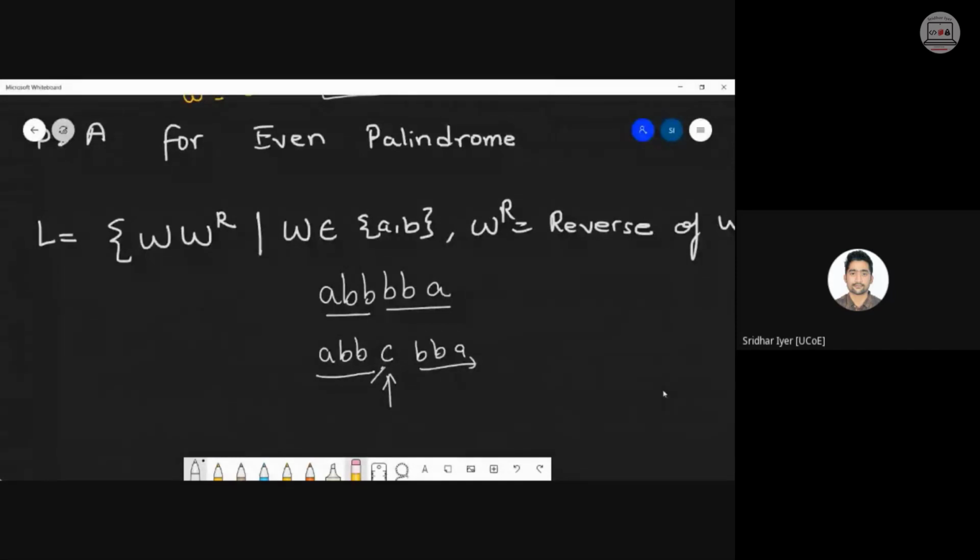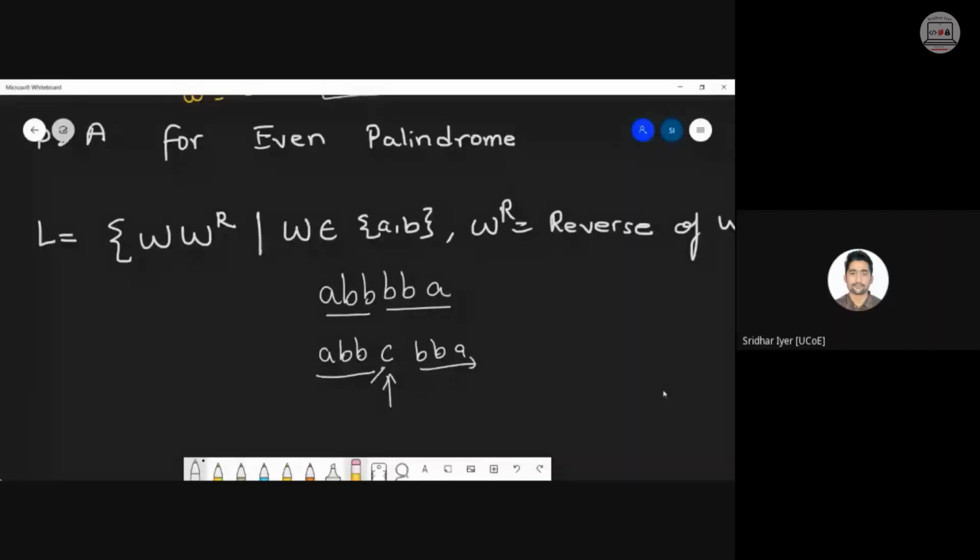But in the case of an even palindrome, we don't know what the middle of the string is, and hence there have to be two separate paths. One path will keep on pushing and the other path will keep on popping. We'll discuss these questions in much more detail in the next lecture.